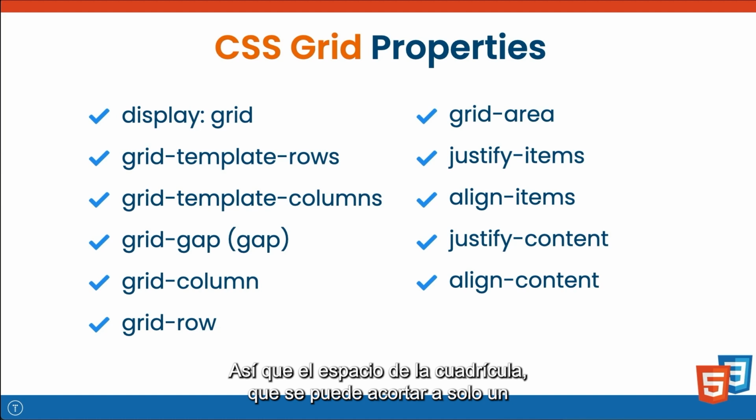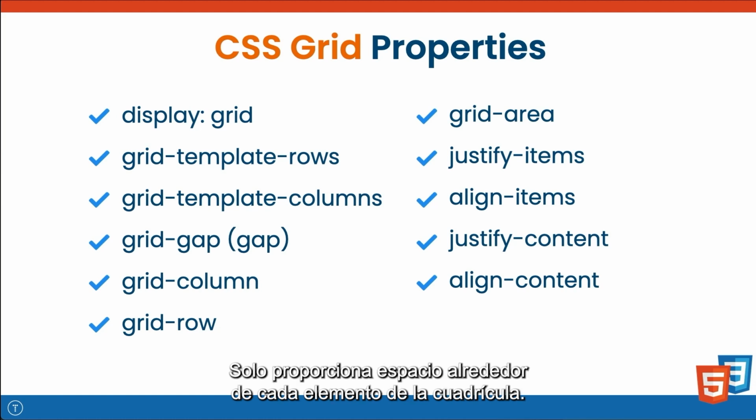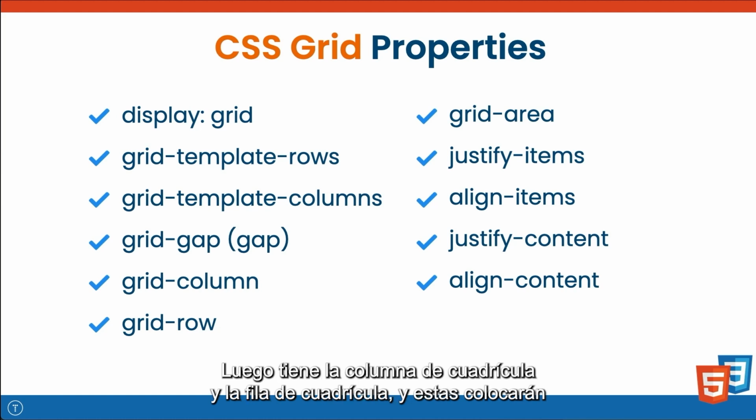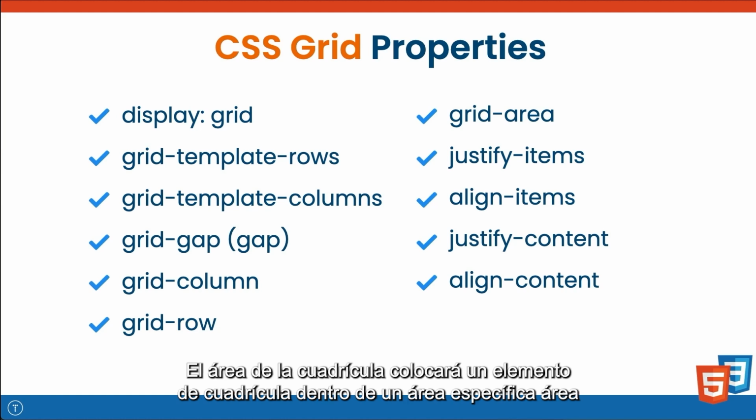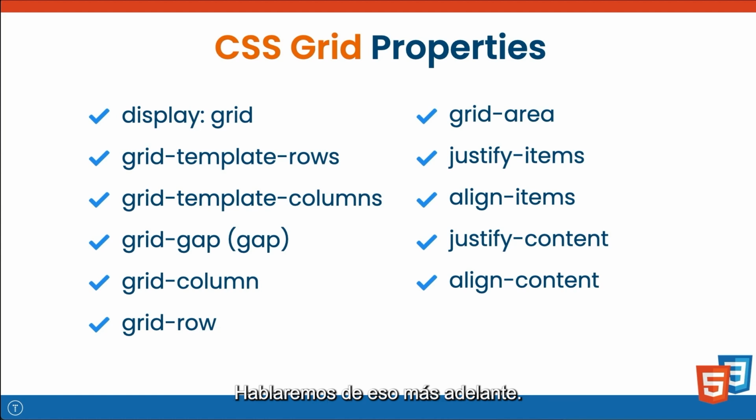So grid-gap, which you can shorten to just gap, works in the same way that gap works with Flexbox. It just provides space around each grid item. Then you have grid-column and grid-row, and these will place a grid item within a specific column or row range. grid-area will place a grid item within a specific area of the grid, because we can create something called templates, which are really cool. We'll get into those later.